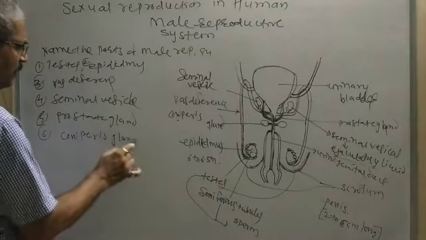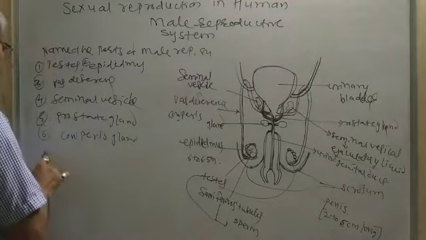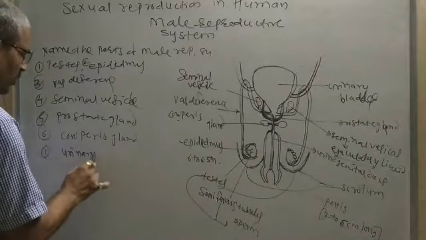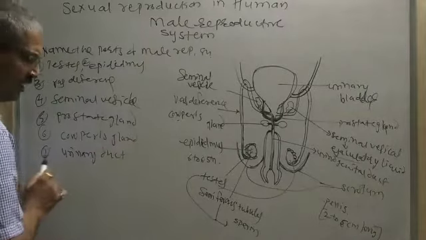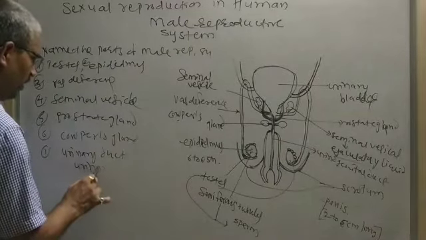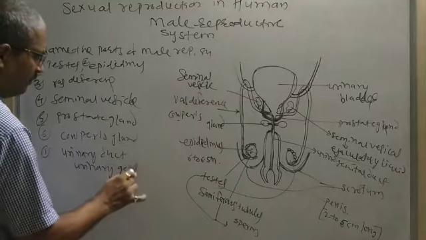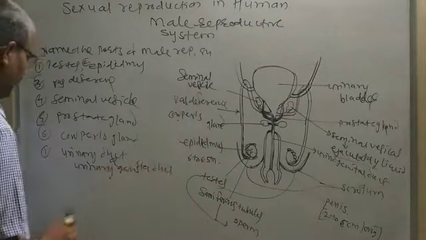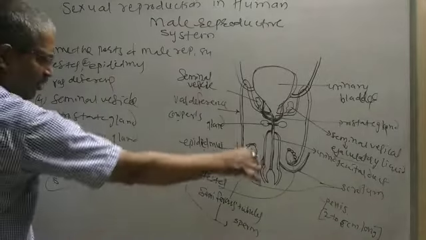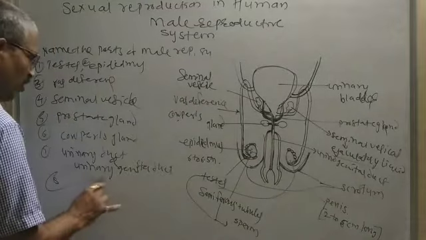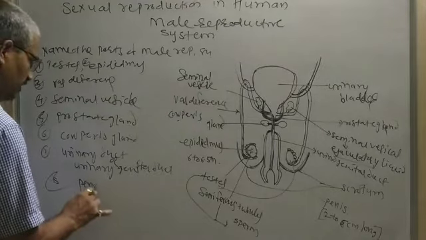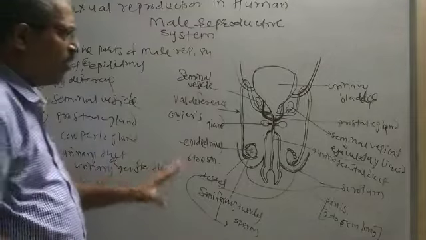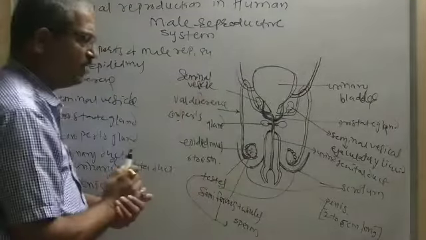Then there is the sixth, Cowper's gland. The next part is the urinogenital duct. You may say urinary duct, or you may say urinogenital duct. Both are the same, the names are different. And the last one, this muscular tube-like part, is called the penis. These are the different parts of the male reproductive system.